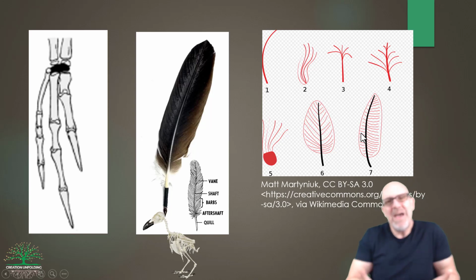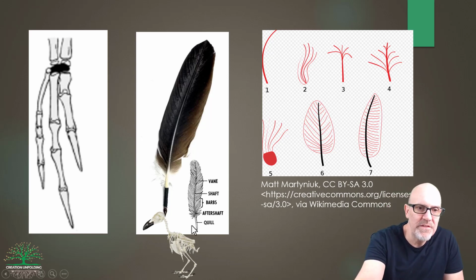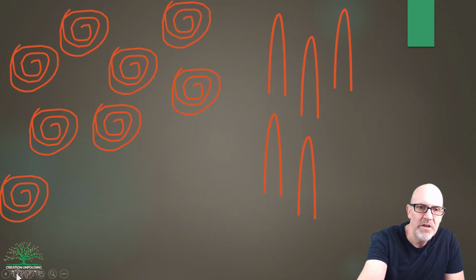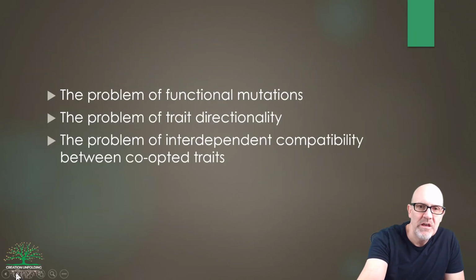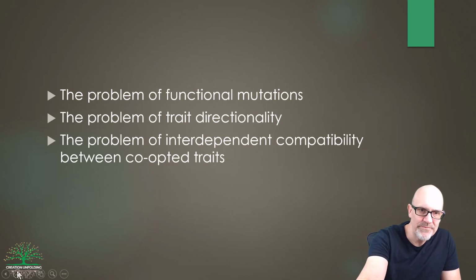You would not expect that in any kind of materialistic, random system of mechanisms. So I think that this is a real problem for the idea of co-option, and that is this problem of trait directionality. Okay, the next thing is the problem of interdependent compatibility between co-opted traits.